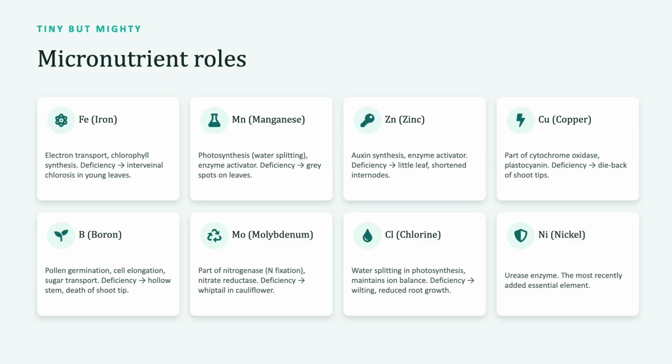Copper is part of cytochrome oxidase. Boron is critical for pollen germination and sugar transport. Its deficiency causes hollow stems. Molybdenum is a favorite exam element. It is part of nitrogenase, the enzyme that fixes nitrogen, and also nitrate reductase. Its deficiency in cauliflower causes whiptail disease. Chlorine helps split water in photosynthesis, and nickel, the most recently added essential element, is part of urease enzyme.